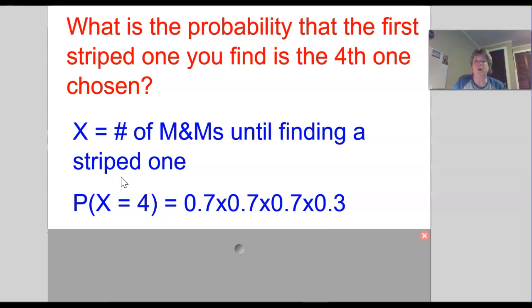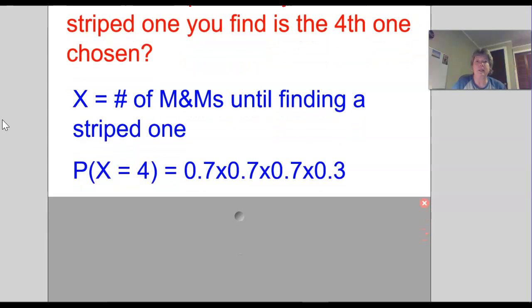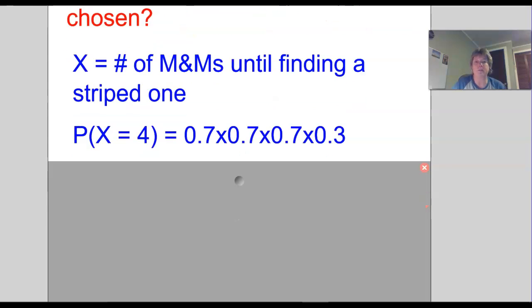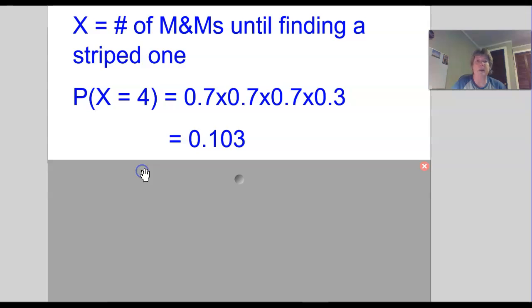So this is the work you would show for a problem like this. So go ahead and define a variable for X. You could also just write it right out inside these parentheses if you want to. But throughout these examples, I'm going to continue to use X to represent the number of M&Ms until we find a striped one. So that works out to be about 0.103.